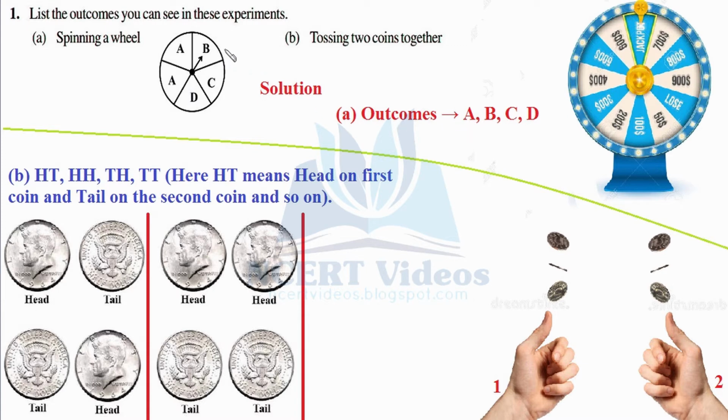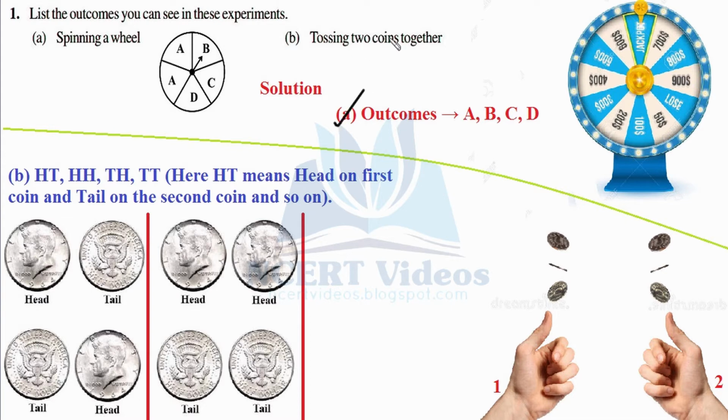We have a unique B, so we wrote B. Similarly, we have C and D, so we wrote C and D. Remember, we need not write A 2 times because both these infer the same meaning, although the sectors are different. So the outcomes for part A are A, B, C and D. That solves our A part.